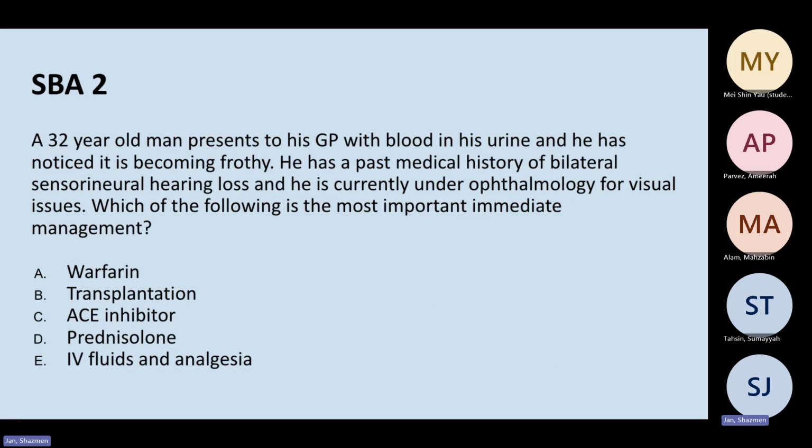So SBA2, a 32-year-old man presents with hematuria, and also that it's becoming frothy, so we're thinking proteinuria. And he's got a past medical history of bilateral sensorineural hearing loss, and is currently under ophthalmology for visual issues. So with this patient, what's the most important immediate management? I'm going to give you guys some time to think, and then feel free to shout out the answer.